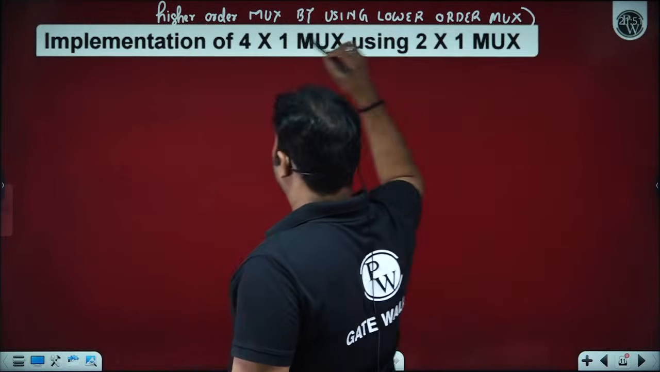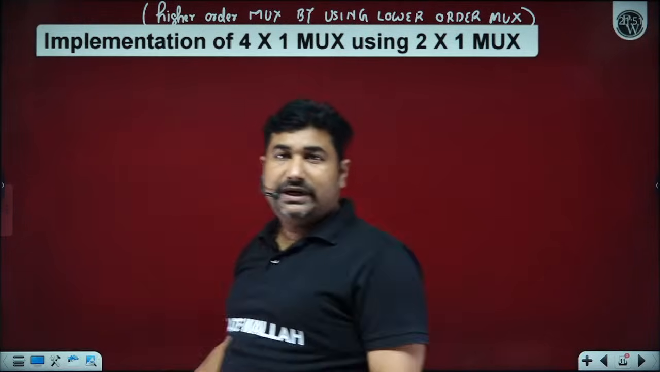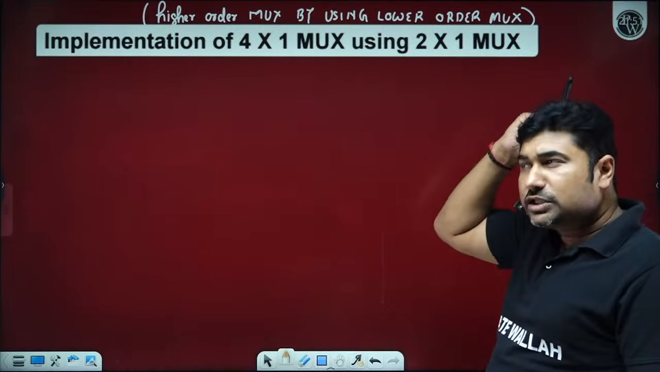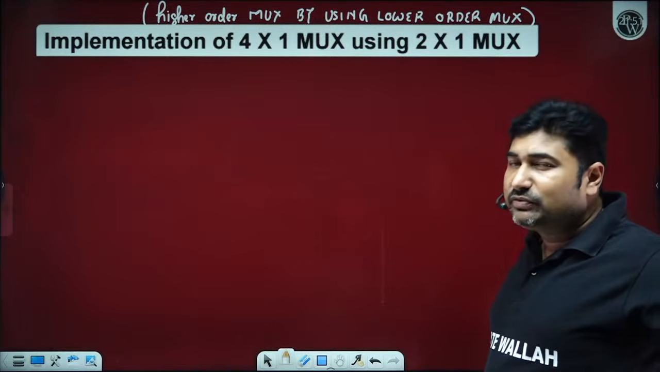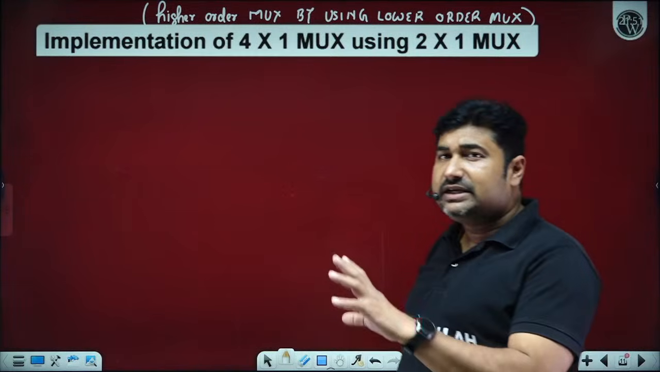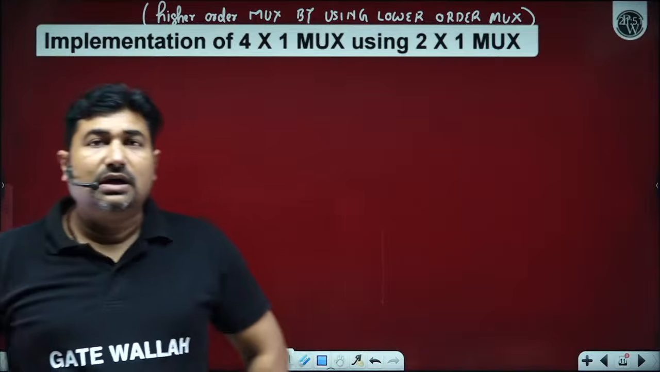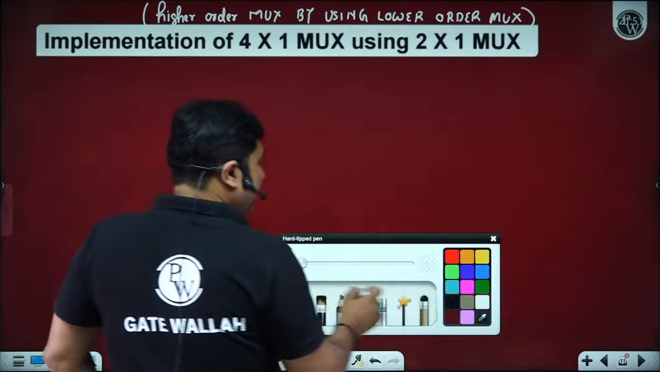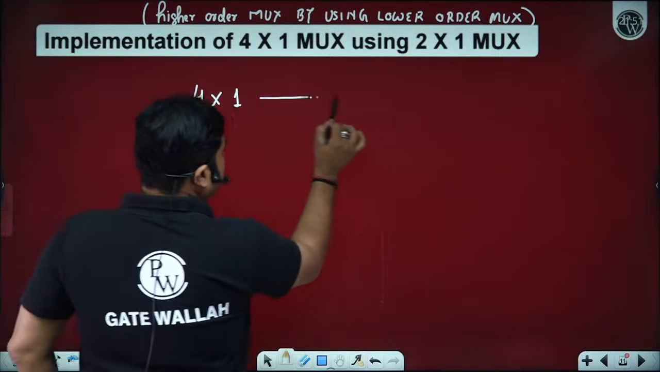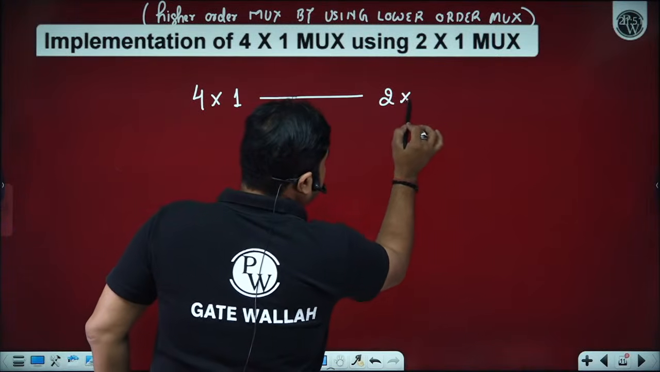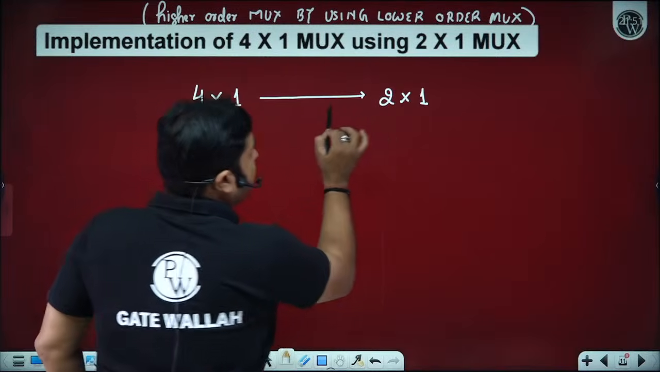So suppose I want to implement a 4x1 size multiplexer, but there is a restriction. I can't design a new multiplexer and the availability is of 2x1 multiplexer. So how can I design? Please observe, beta ji. We want to implement a 4x1 size multiplexer and the availability with us is a 2x1 size mux.